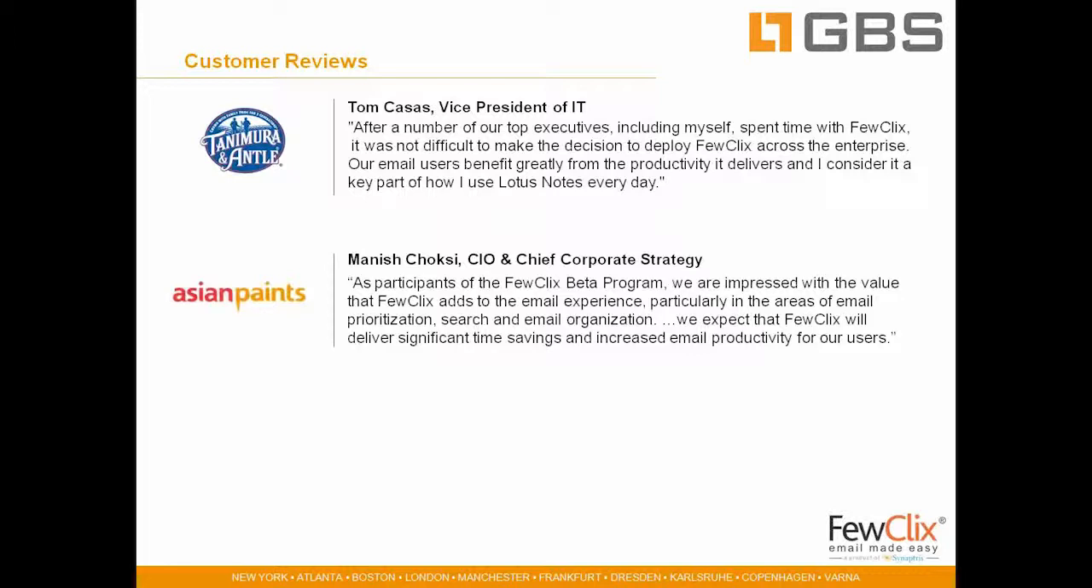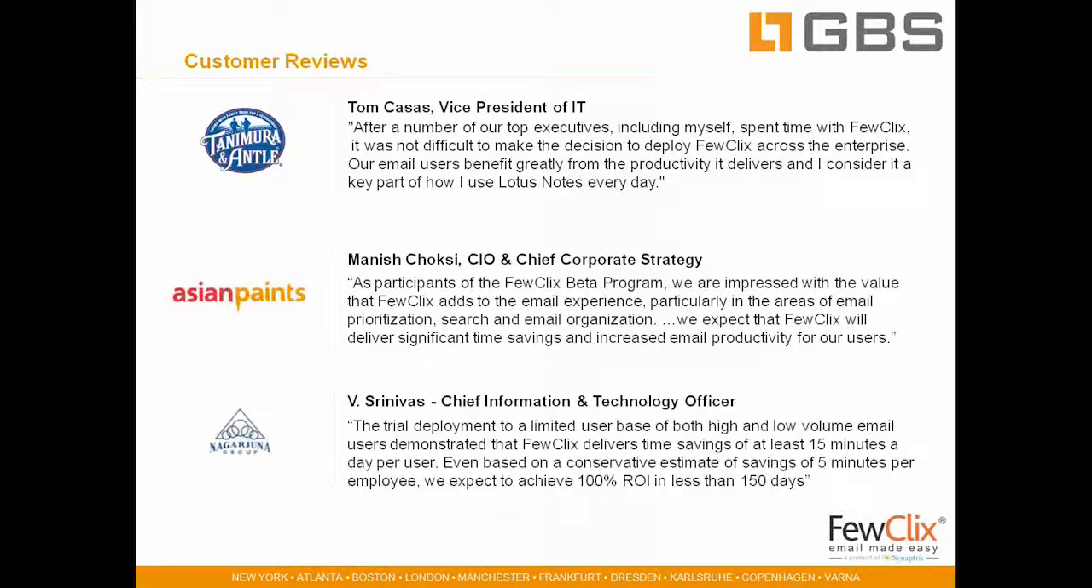We also have Asian Paints, which is one of the largest paint manufacturing companies in Asia. They have a presence in, I think, 15 or 16 countries, and they have about 4,000 users. And this is their CIO speaking. And then we have another company that's based in India, which is the Nagarjuna Group, which is, again, a manufacturing organization. They manufacture chemicals, fertilizers. And here is what their CIO has to say.